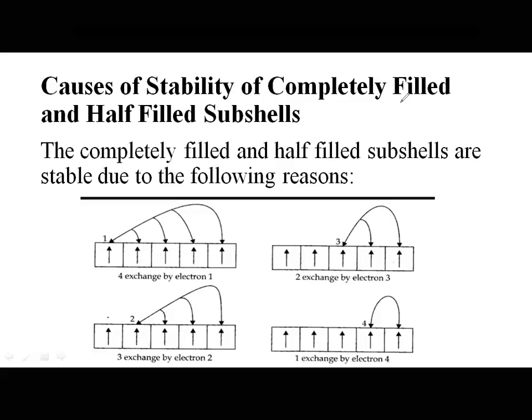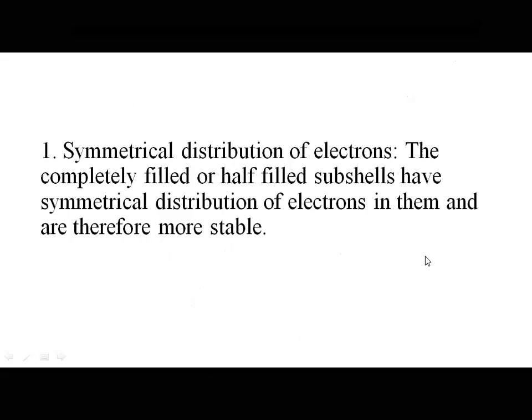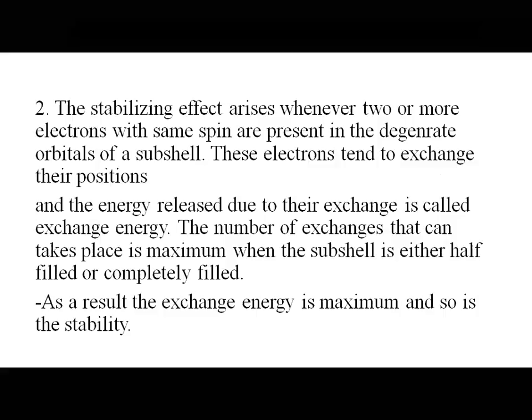Consequently, the shielding of one another is relatively very small, and the electrons are more strongly attracted by the nucleus. So that is due to symmetry. So the first reason is the symmetrical distribution of electrons. The completely filled or half filled subshells have a symmetrical distribution of the electrons in them and therefore they are more stable.